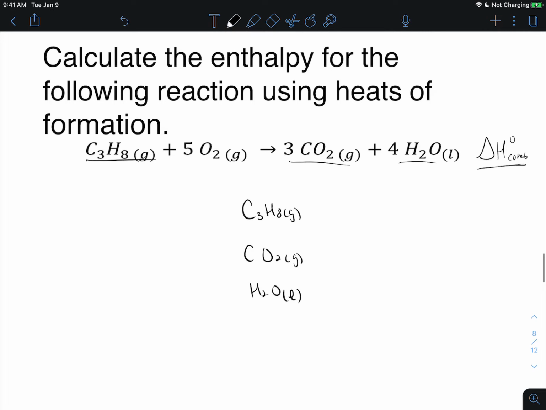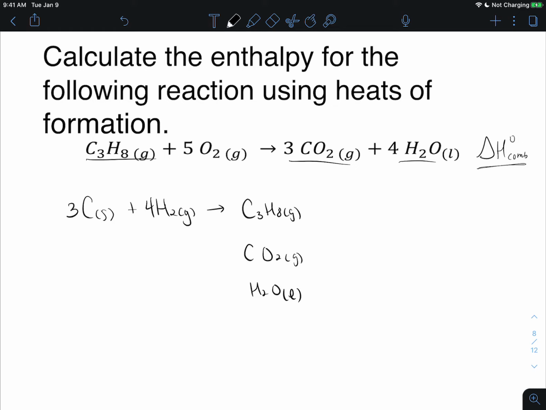Okay, so for propane, we have 3 carbons and 8 hydrogens. So we're going to take carbon solid plus hydrogen gas, and that will form our C3H8. And we'll just put a 3 here and a 4 here to balance it out. Do the same thing for our carbon dioxide. We have carbon and oxygen. So we have carbon solid plus oxygen gas. And there's 1 carbon, 2 oxygens on both sides, so we're good.